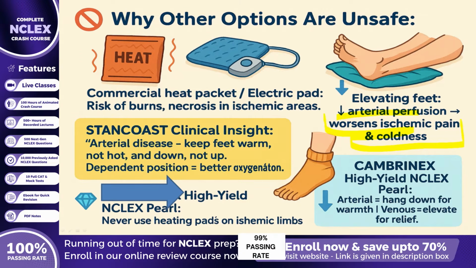Option A, applying a commercial heat packet. This is incorrect because clients with poor circulation and reduced sensation are at a high risk of burns and tissue necrosis from direct heat exposure. Option B, using an electric heating pad. Also incorrect, as it provides uneven localized heat and can cause deep burns in areas of ischemic tissue, making it unsafe for clients with arterial insufficiency.